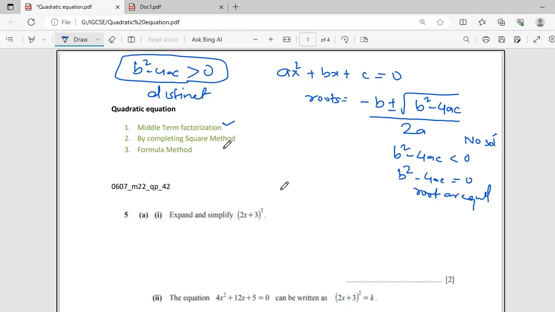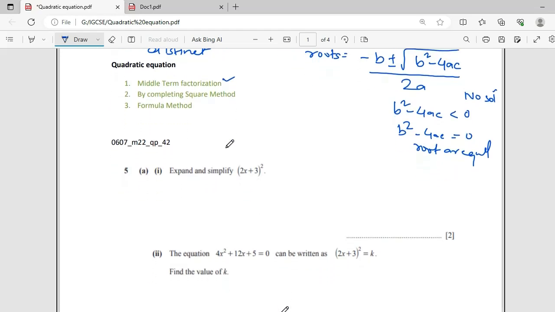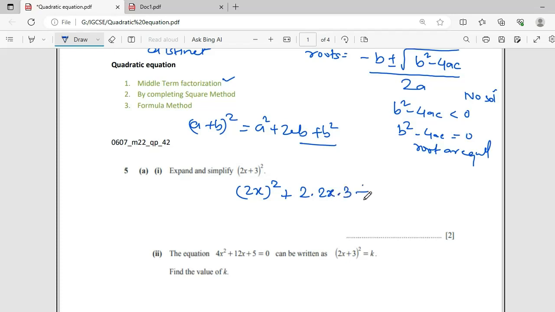So the first question is from the 0607 paper, code 42. This is (a plus b) whole square. We know the general formula for (a plus b) whole square. Whenever we write it like this, it expands as a square plus 2ab plus b square. In this scenario, a is 2x and b is 3. So I am going to write a square plus 2, where a is 2x and b is 3, plus 3 square.